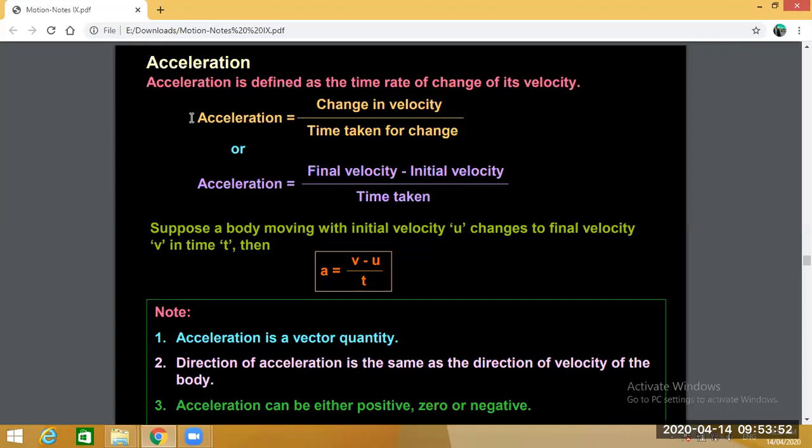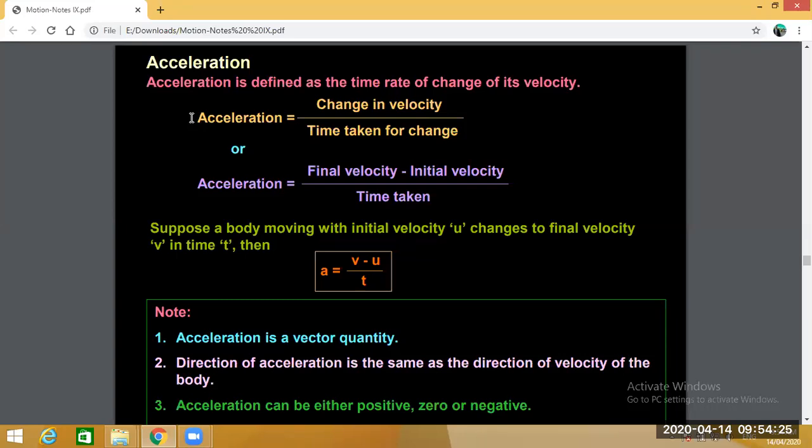Acceleration is a vector quantity because velocity itself is a vector quantity, and acceleration always takes place in the direction in which velocity is getting changed. Mathematically, acceleration is expressed as the ratio of change in velocity to the time taken for that change. So acceleration equals change in velocity divided by the time interval for which velocity changes.